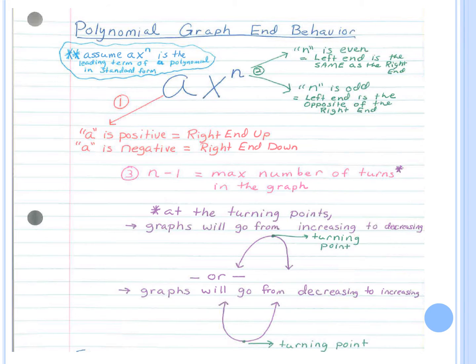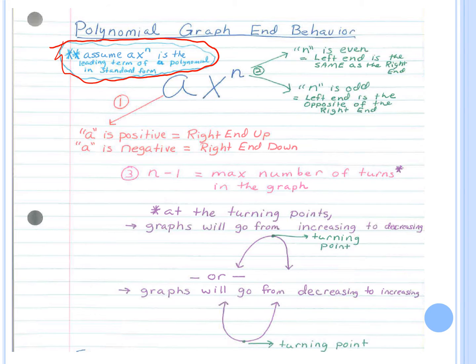Okay, let's look at how we can determine a polynomial graph's behavior based solely on one term. The term we're going to be looking at is the term ax to the nth power. Here's what we need you to know. We are assuming that ax to the nth power is the leading term of a polynomial in standard form. If you'll recall, standard form is where we write all the terms of a polynomial from highest exponent to lowest exponent. So the leading term is the term that has the biggest exponent on the variable.